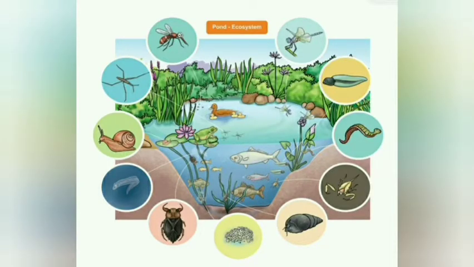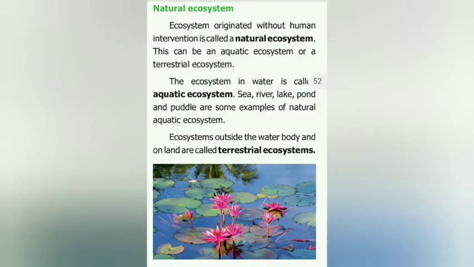Pond is a good example of an ecosystem. It has both biotic and abiotic factors, and both physical and edaphic factors. Natural ecosystem. The natural ecosystem is the one which originated without human intervention. We call it a natural ecosystem. Examples of natural ecosystems are sea, river, lake, pond, a puddle, and some other water bodies.